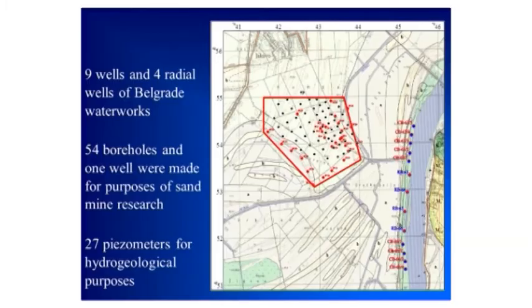On this figure are presented the locations of the Belgrade groundwater source with wells, boreholes, and piezometers. Like I previously said, 9 wells and 4 radial wells of Belgrade Waterworks, 54 boreholes and 1 well were made for purposes of sand mine research, and 27 piezometers for hydrogeological purposes.